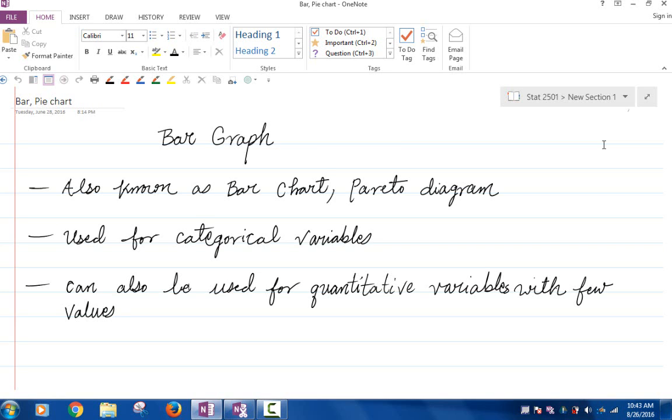Am I making sense? What I'm saying is, if you have a quantitative variable, but it has only very few possible values, let's say only 10 possible values, well, I can think of it as a categorical variable. Is that okay? That's what I'm saying in the third line there.